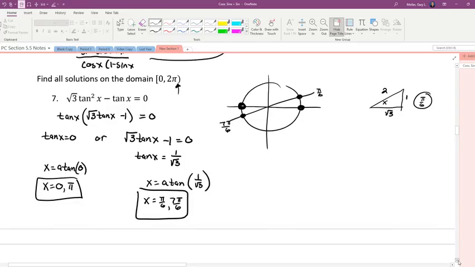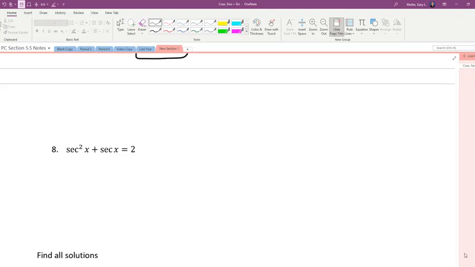All right, let's keep going. Let's try another one. All right, let's solve this one. I might think about turning secant squared into 1 plus tangent squared or something, but that doesn't help because I have a secant of x.